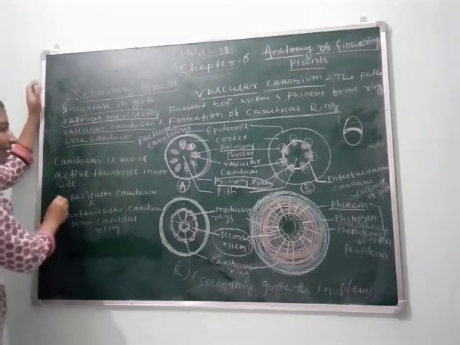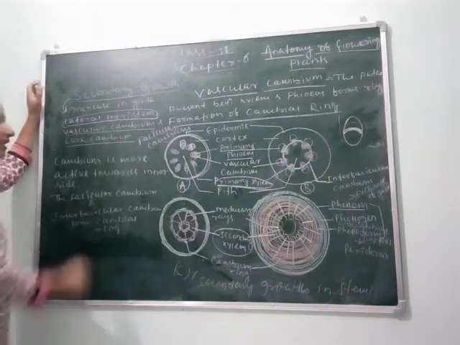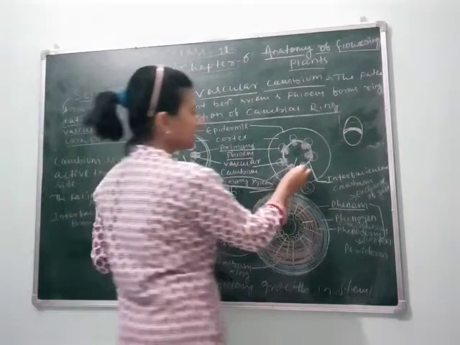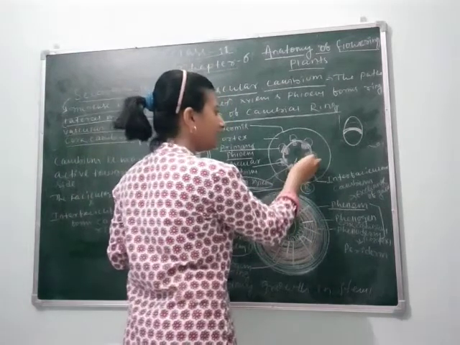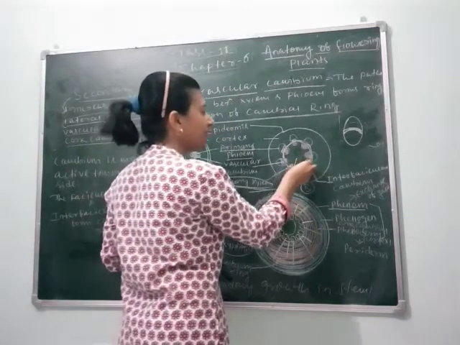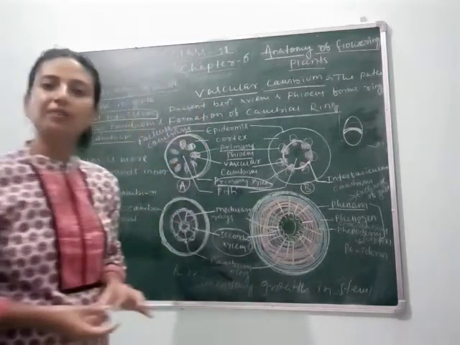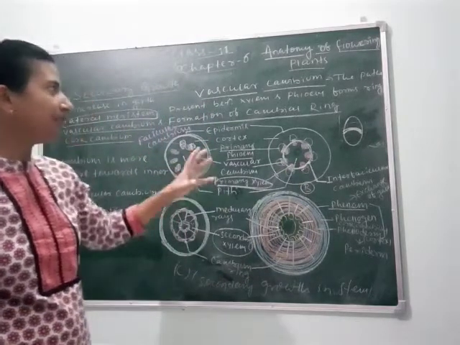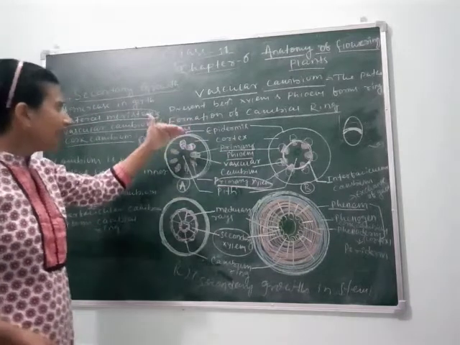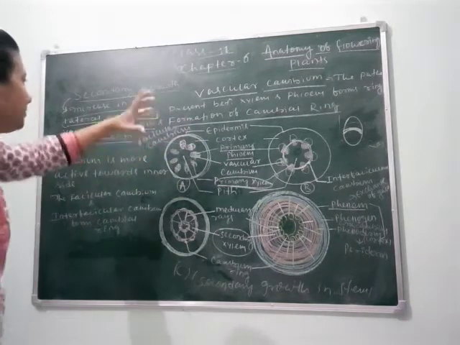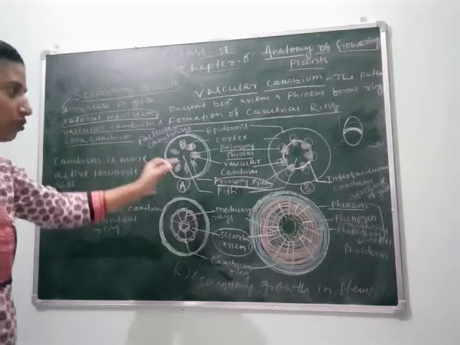Here the fascicular cambium and interfascicular cambium. This is fascicular cambium and interfascicular cambium, which form a cambium ring. Again, let's have a quick recap. You don't think it is so tough?